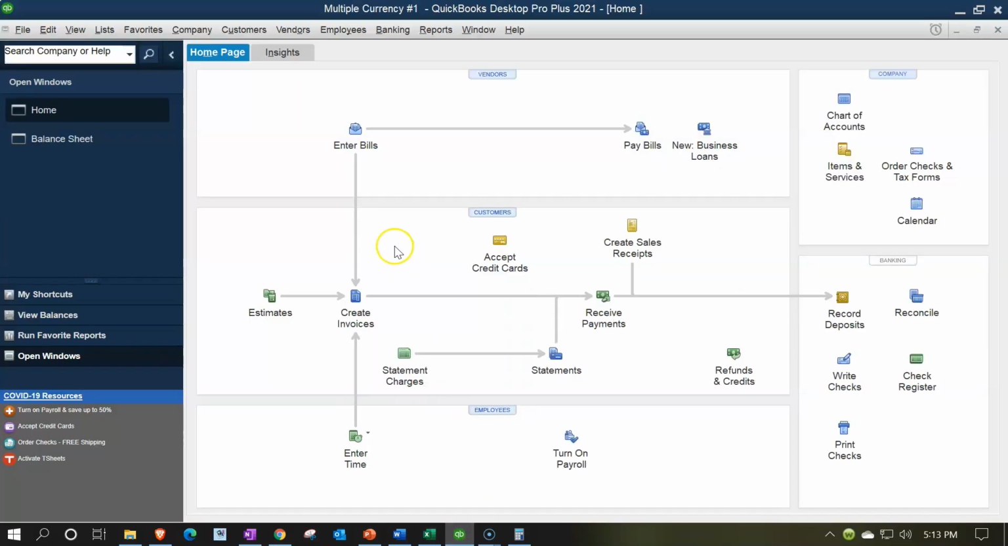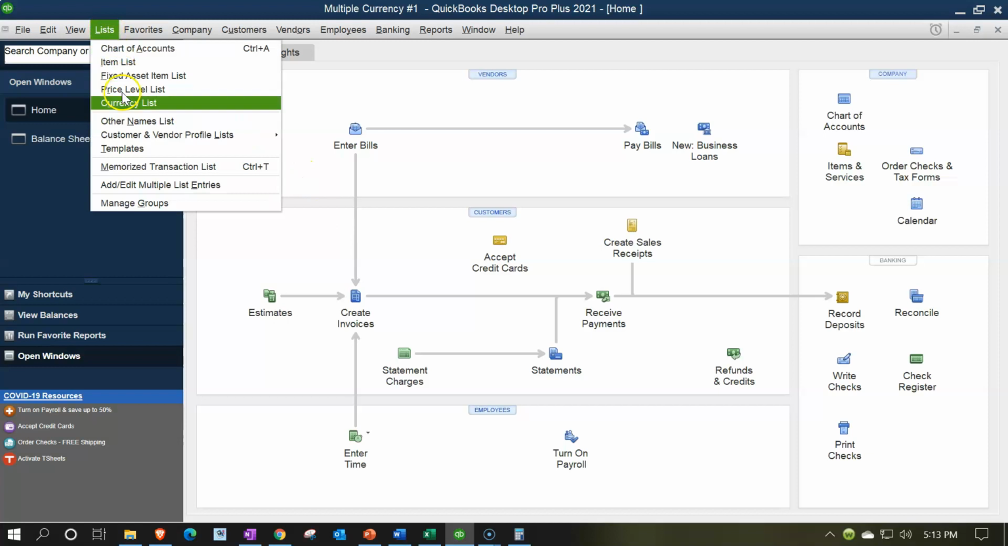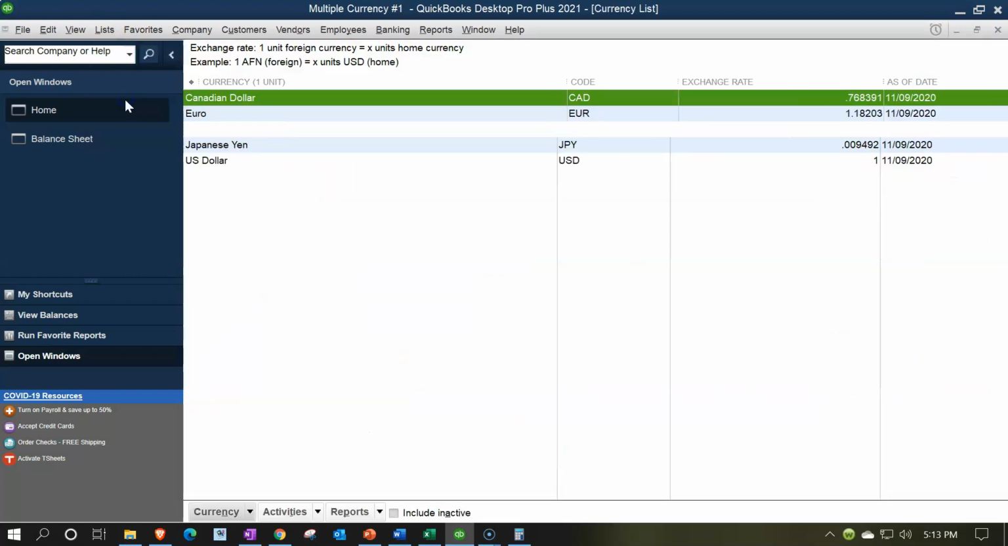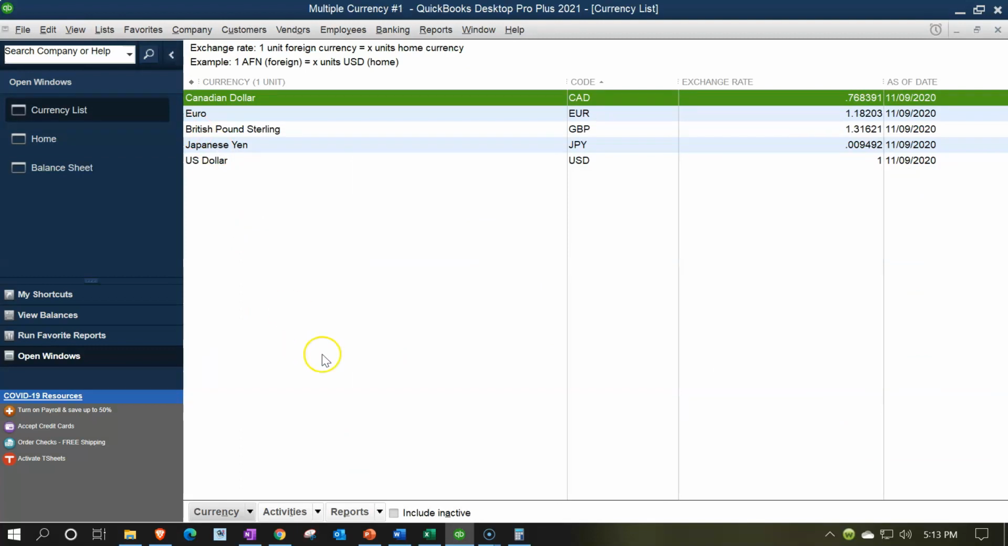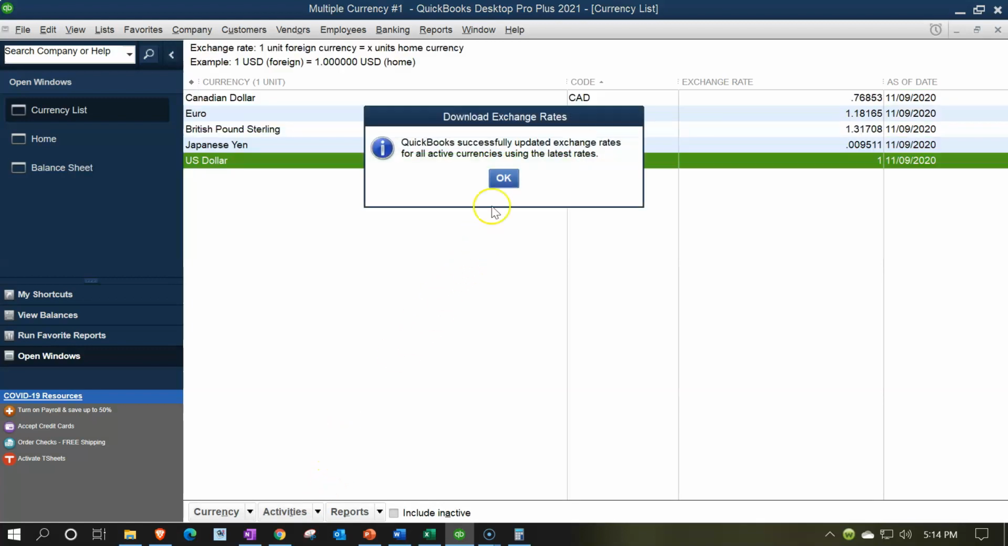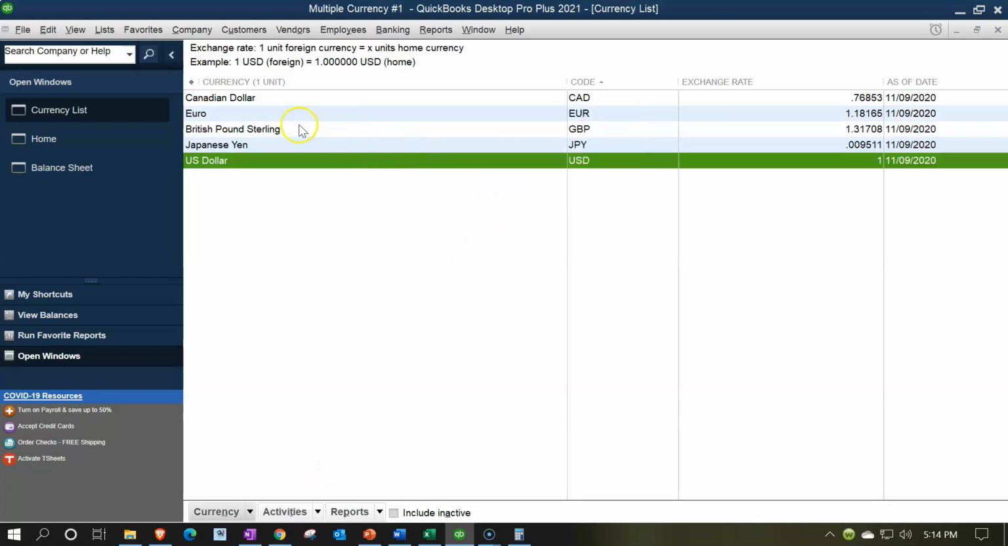We can use the nice little feature within QuickBooks to do this transaction. We would go to the lists dropdown. We want to go to the currency lists. Then I want to make sure that I have the current currencies for the current date. If I was working in real time, I would go to the activities drop-down and then download the latest exchange rates right there. But because we're in a practice problem, I'm going to manually input these items.